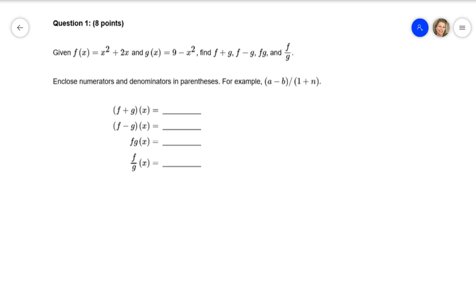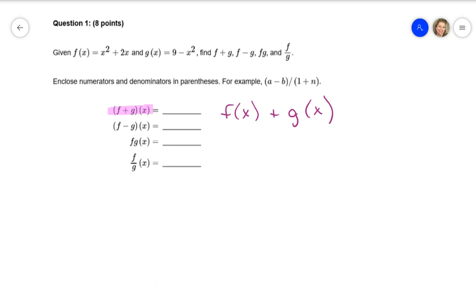Okay, they're giving us two functions, f of x and g of x, and they're asking us to complete some operations: addition, subtraction, multiplication, and division. So when they say right here f plus g of x, they're really simply saying take f of x and add it to g of x.